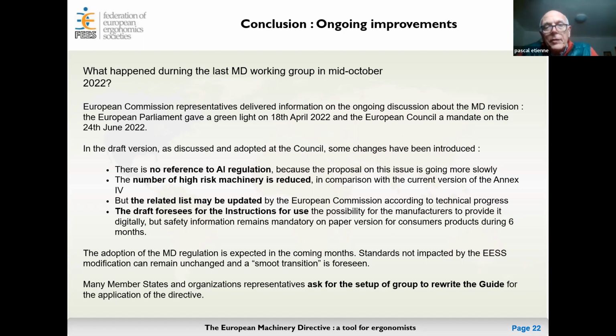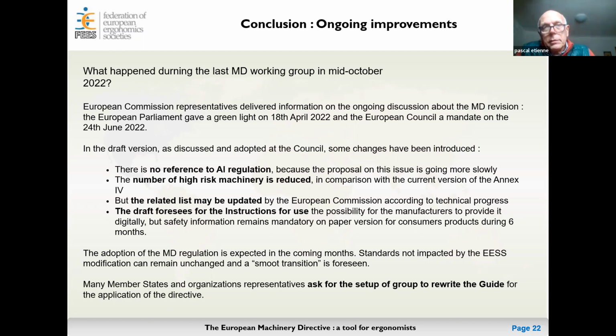So in principle, the adoption of the Machinery Directive regulation is expected in the coming months. Standards not impacted by the change in the safety requirements modification can remain unchanged, and a smooth transition is foreseen. But it is more an objective because smooth in the field of standardization with a lot of standards can be not so easy to put into practice.